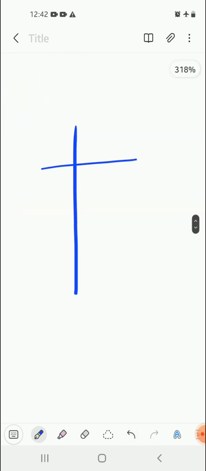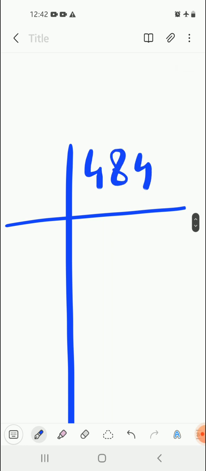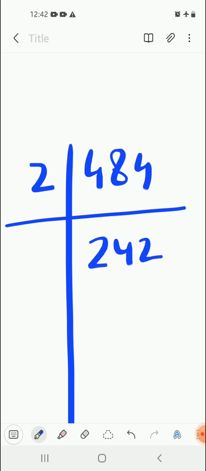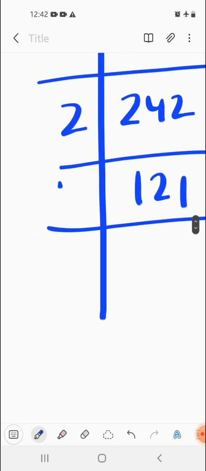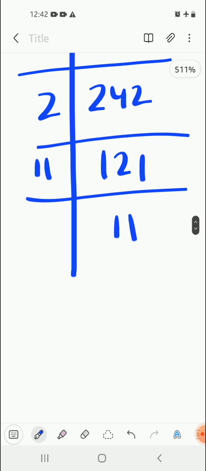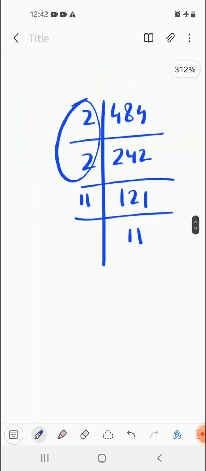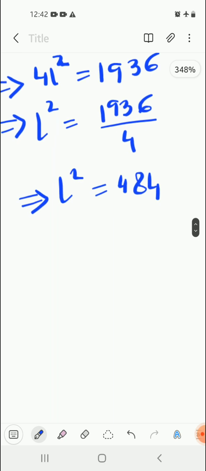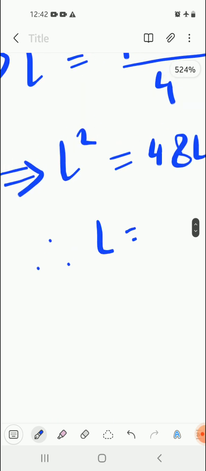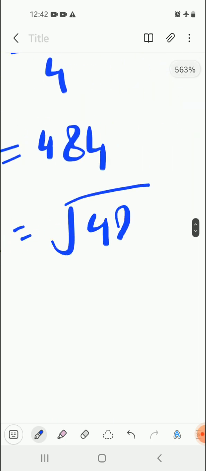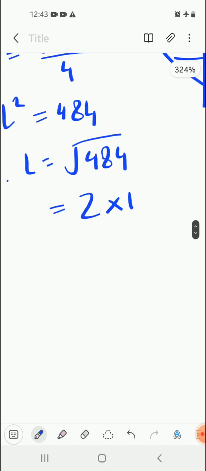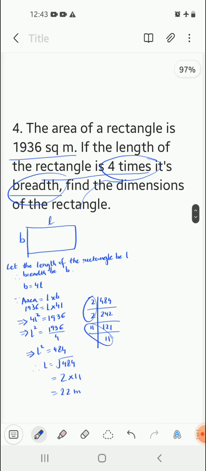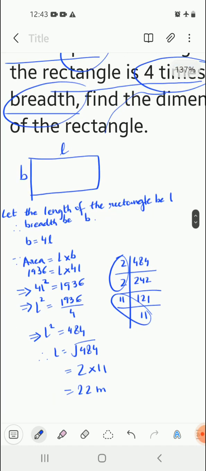Let's do it. 484 divided by 2, we get 242, divided by 2, we get 121. If you are well versed with square and square root, we know it's 11 square. So we get a pair of 2 and we get a pair of 11. Therefore, L will be the square root of 484, which is 2 into 11, that is 22. And since our question was in square meter, we're going to write it in meter. So my answer will be 22 meter.